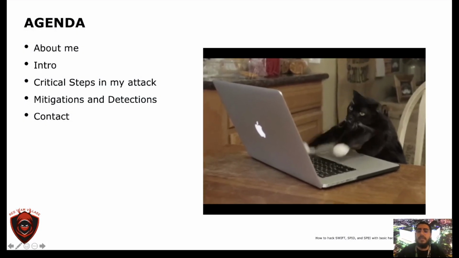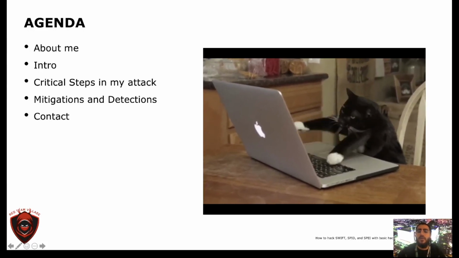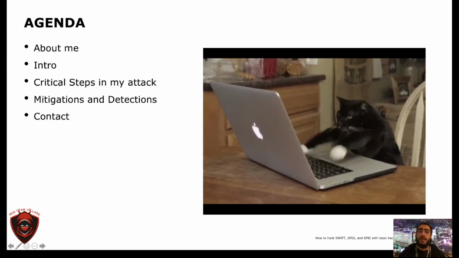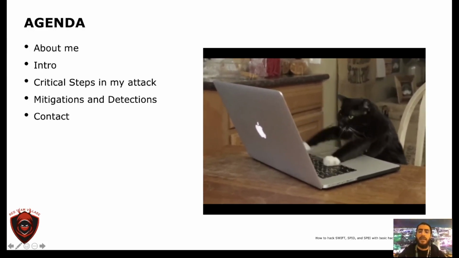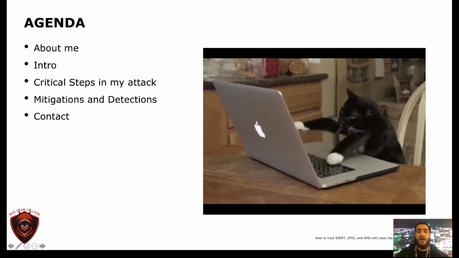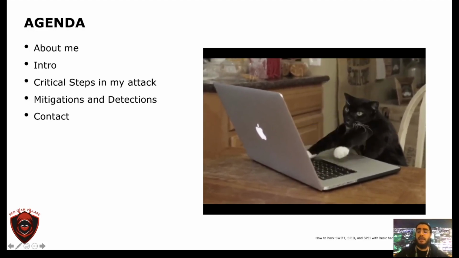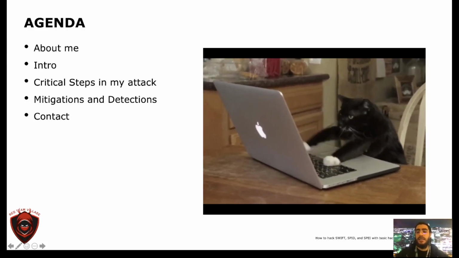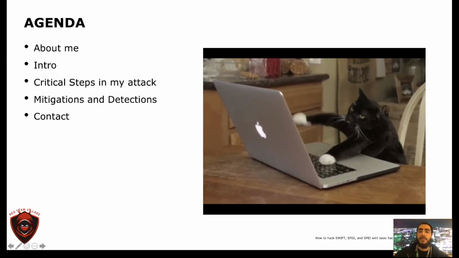So this is the agenda for today. We are going to quickly review what SWIFT, SPID, and SPEI are, the previous attacks on those systems, critical steps of the attack that I performed, and some mitigation and detection for those critical steps.